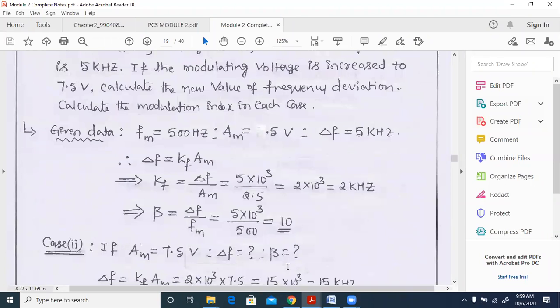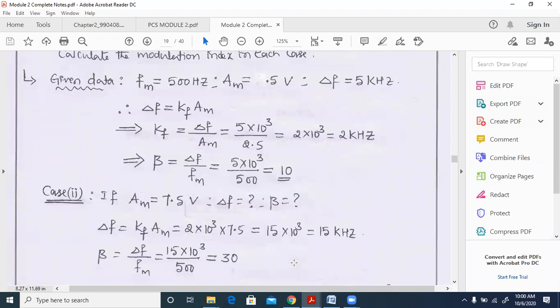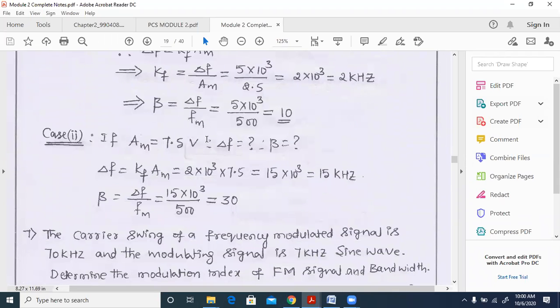However, in case 2, if the value of the modulating voltage Am is increased to 7.5, then how much is del F and how much is beta is what he is asking. What is the frequency deviation? That will be del F, and what is the modulation index? That is beta.